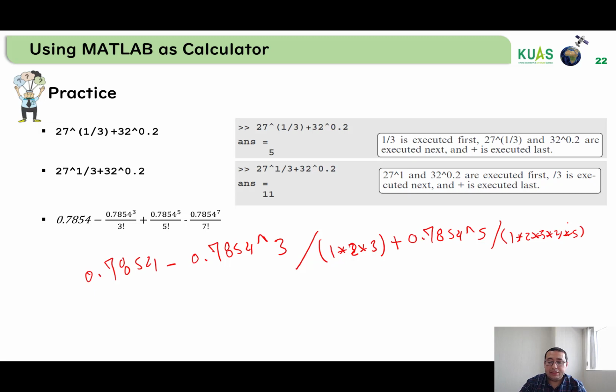The question is, we can't write the third term in this space because it is very small. Suppose this is the case in MATLAB. In that sense, we can put 3 dots and then continue to the next line, so MATLAB will understand we are continuing. So we can write 0.7854 to the power 7 and then divide it by open parentheses 1 multiplied by 2 multiplied by 3 until 7. Let's do that in MATLAB.